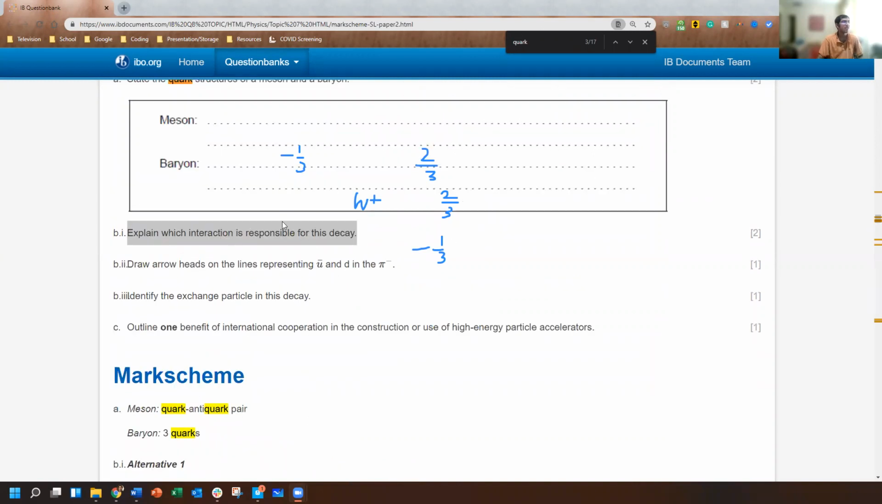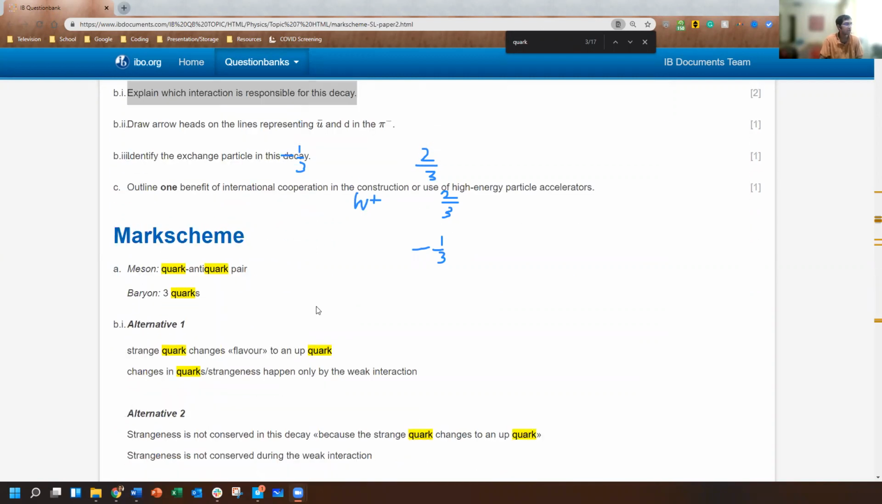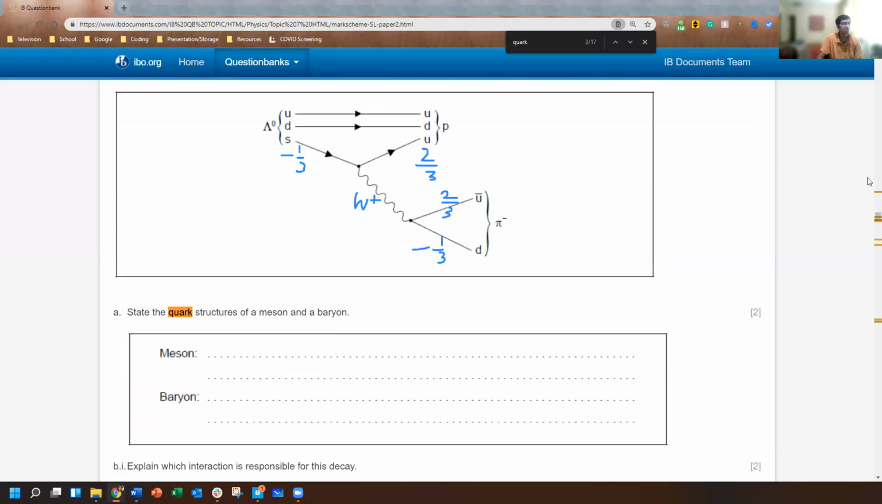So we have to explain, and so strange quark changes flavor to an up quark, as we said, and then that only happens by the weak interaction, like we said. So it's W. Oh, so you don't have to say whether it's W plus or W minus. So I guess I would have actually gotten that wrong, maybe. So you would have had to mention weak interaction. Okay, changes in quarks happen only by the weak interaction, which is what we know, like beta minus decay and beta plus decay.